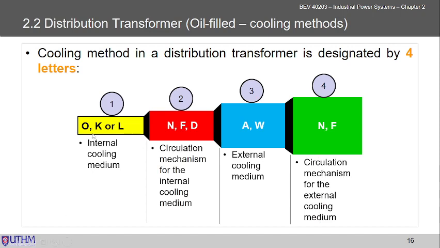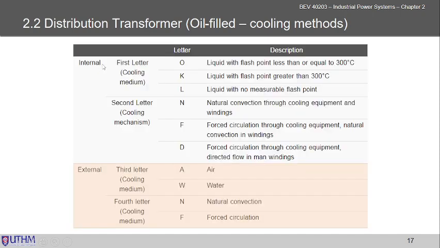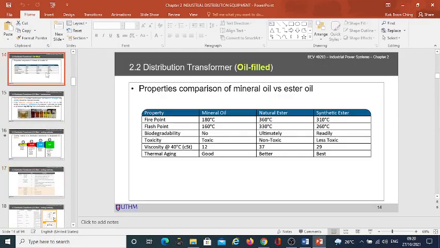So what is the meaning of these letters O, K, L, N, F, D, A, W, and NF? We will explore it now. For the internal, there is the first letter, second letter, third letter, and the fourth letter. For the first letter, as I told you, O, K, and L depend on the flash point. The flash points we have seen just now for the mineral oil and natural oil are 160 and 330. Okay, so this is the flash point.